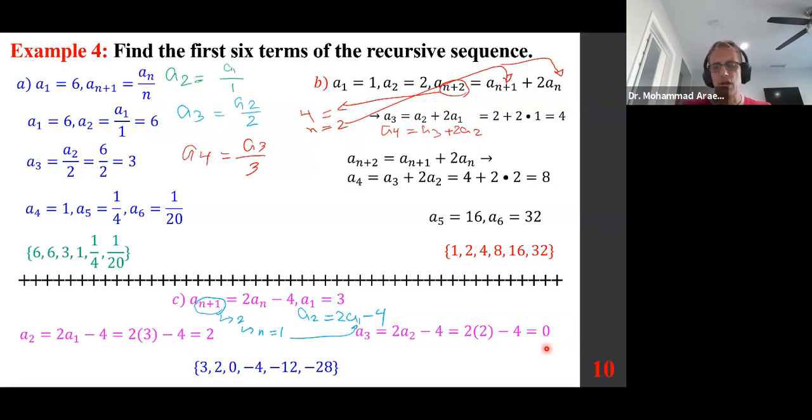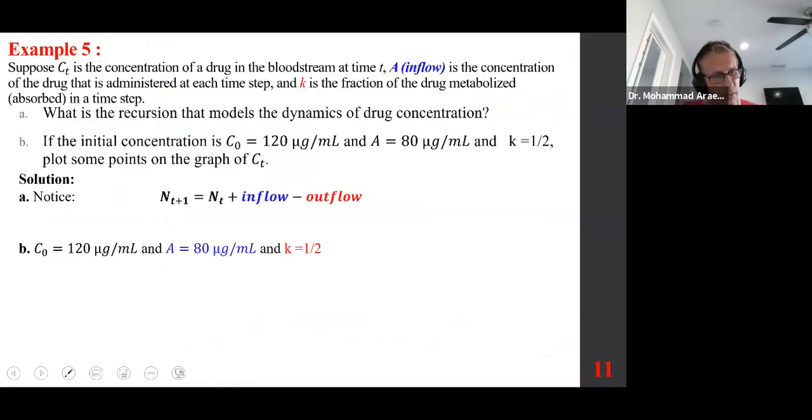An application of this concept can be found when we deal with medications and patients. Here's an example. Suppose C sub T is the concentration of a drug in the bloodstream at time T. A is the amount of inflow, the concentration of the drug that is given to the patient, and K is the fraction that is gone. Okay, so what is the recursion formula for this? Okay, and then if the initial value is that. So I want to discuss the recursion formula for medication in general.